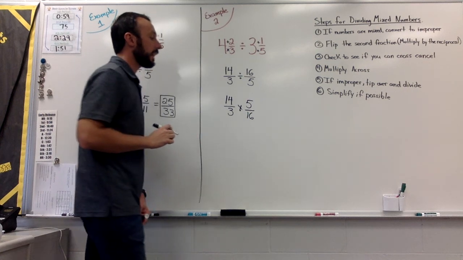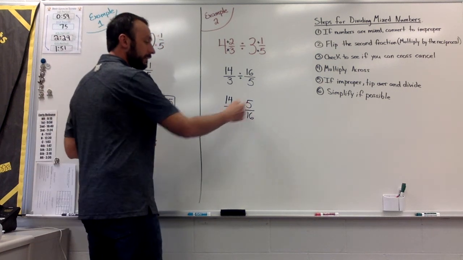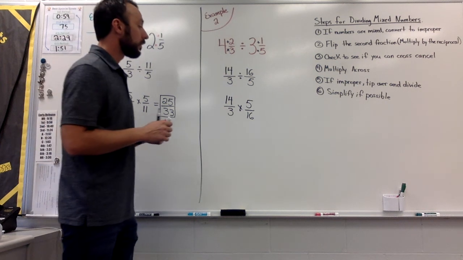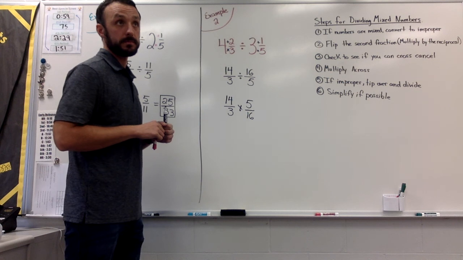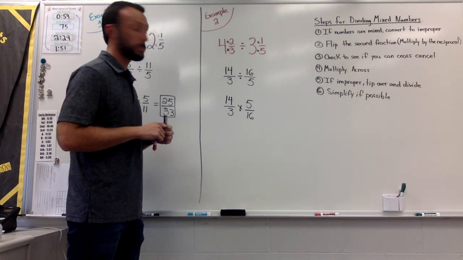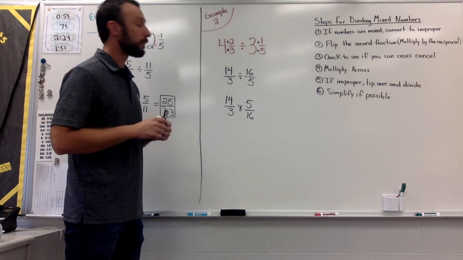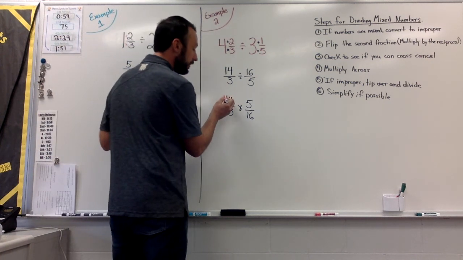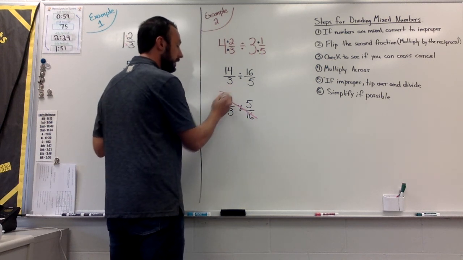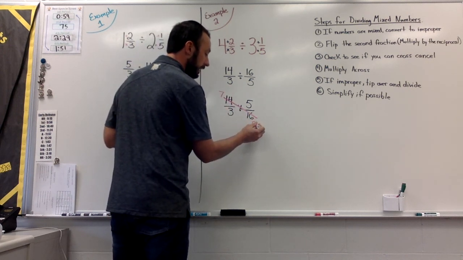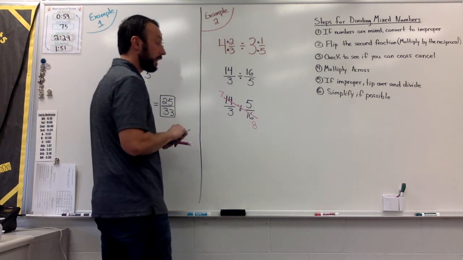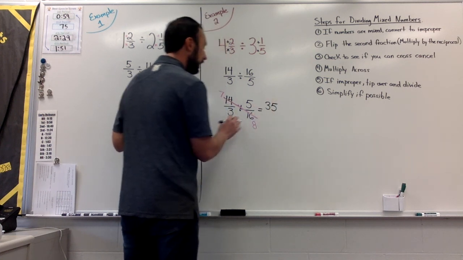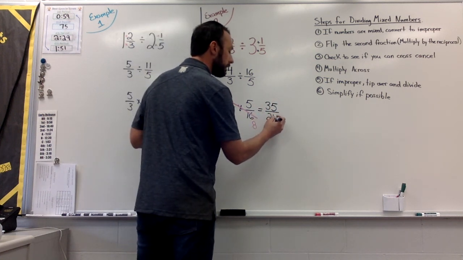Time to check to see if we can cross cancel. So we're going to look diagonally. Do 3 and 5 have any common factors? Nothing besides 1, so we can't cross cancel there. 14 and 16 do. 14 and 16 do have a common factor of 2, so I can divide those both by 2. 2 goes into 14 7 times. 2 goes into 16 8 times. Now it's time for me to multiply across. 7 times 5 is 35. 3 times 8 is 24.